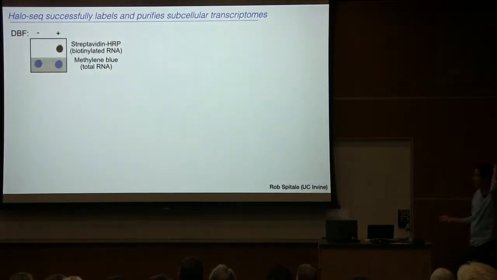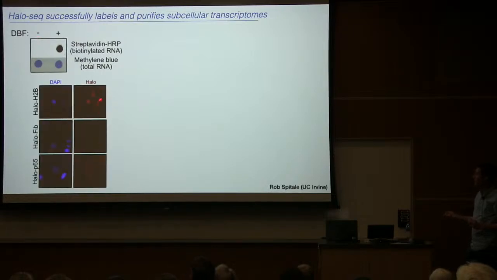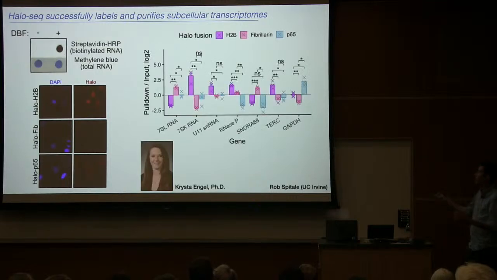So this is just to kind of show you that this works. If we add our halo ligand, we can biotinylate RNA in vitro, but if we don't add our halo ligand, we can't. We tested this by fusing a halo domain to 3 different locations: to chromatin, to the nucleolus, and just broadly into the cytoplasm. The reason that we did this is because we know which RNAs are at each of these locations, so they're kind of like positive controls. Does this method work? All of this is to say that this method works.